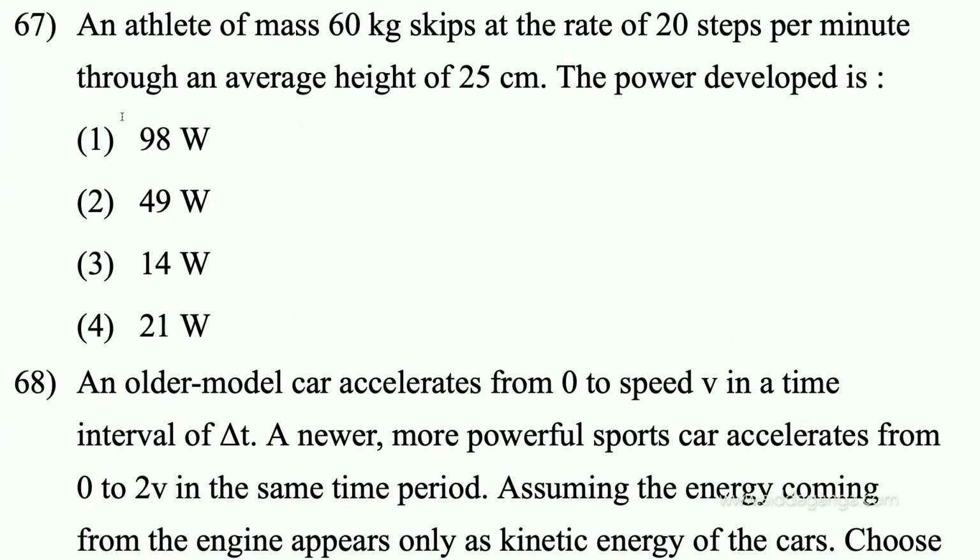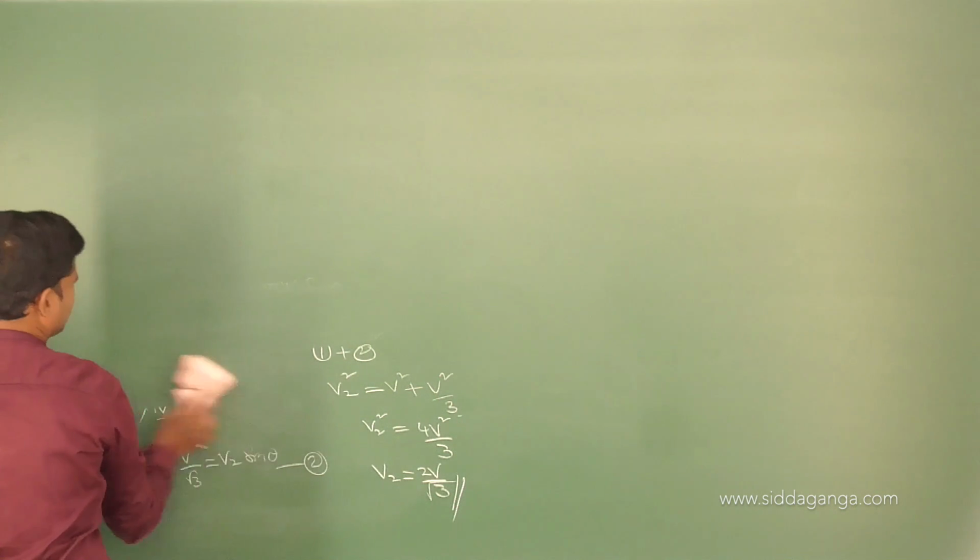Next one, direct question. An athlete of mass 60 kg skips at the rate of 20 steps per minute through an average height of 25 centimeter. The power developed is? See, this is a direct question. Just use the basic formula, substitute the values and check the given answer.